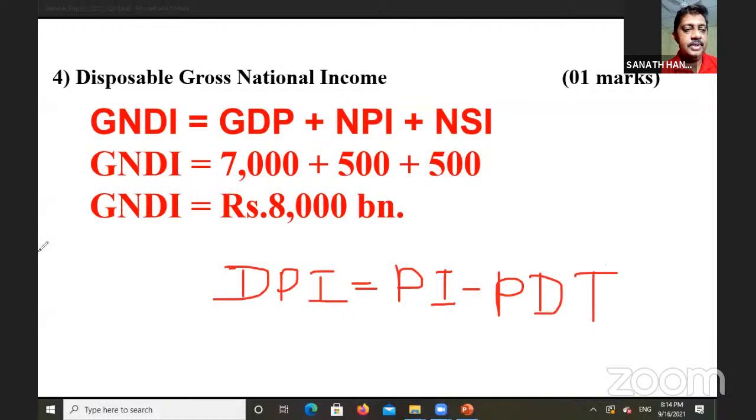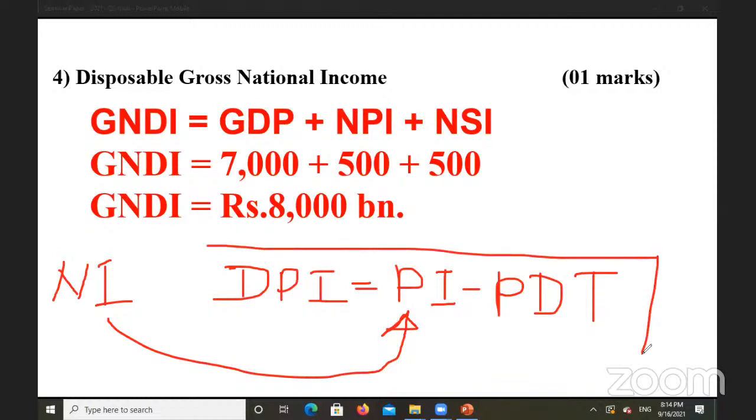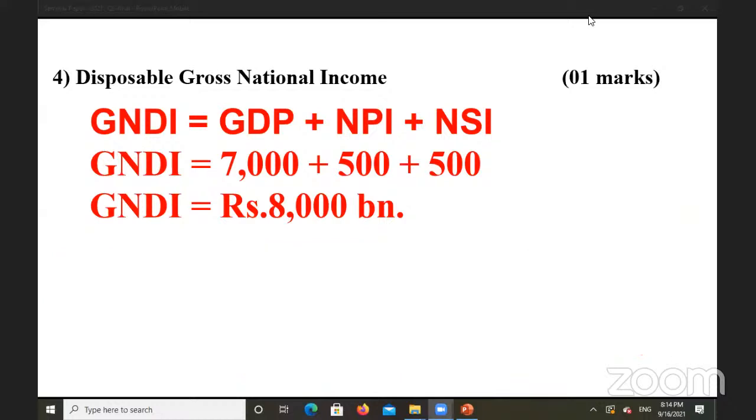So going from national income to personal income is a longer story. There are 7 adjustments, which we cannot do now. Here is the equation to find DPI: disposable personal income equals personal income minus personal direct taxes. Right.